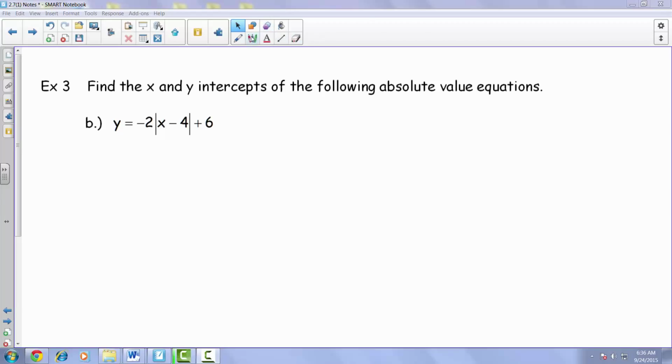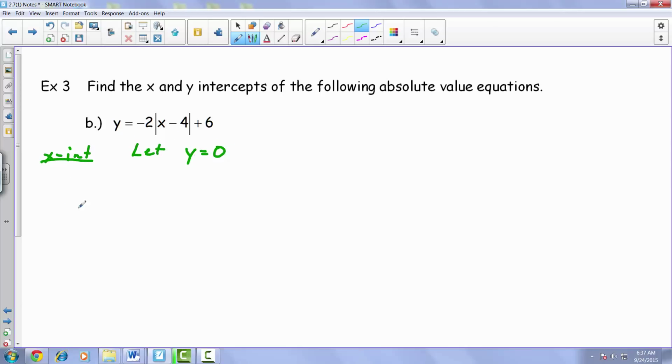Looking now at 3b, we're trying to figure out the x and y intercepts with the following absolute value equation. It pretty much follows the exact same set of steps that we saw with 3a. So to find our x-intercepts, we're going to go ahead and let y be equal to 0. So then we end up with 0 is equal to negative 2 times the absolute value of x minus 4, plus 6.